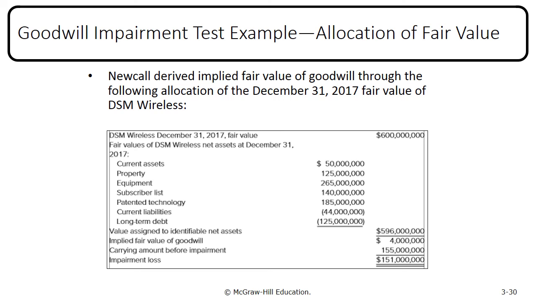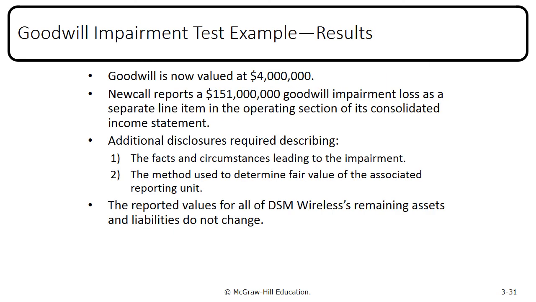Definite impairment. That goodwill has decreased over the year due to this issue that they just talked about by $151 million. That is recorded immediately. We would debit a loss on impairment and credit goodwill at consolidation. Okay. The reported values for all of DSM Wireless's remaining assets and liabilities do not change.